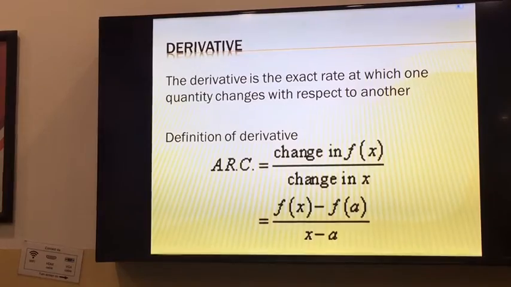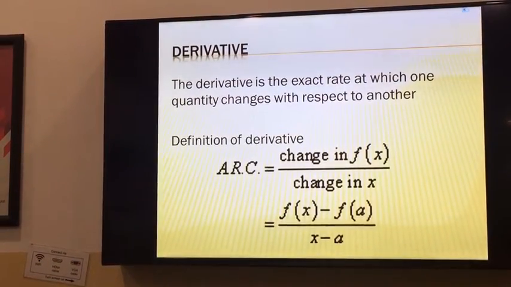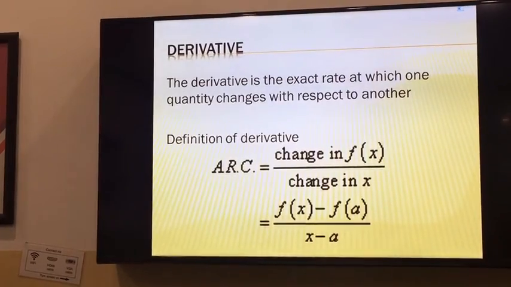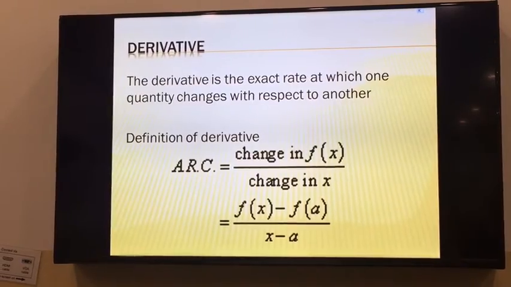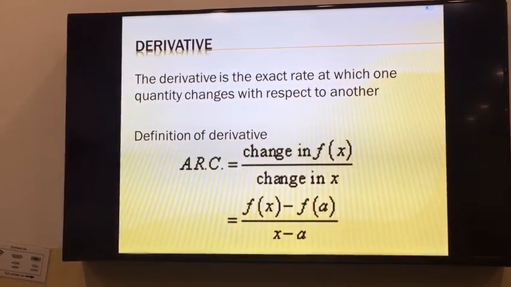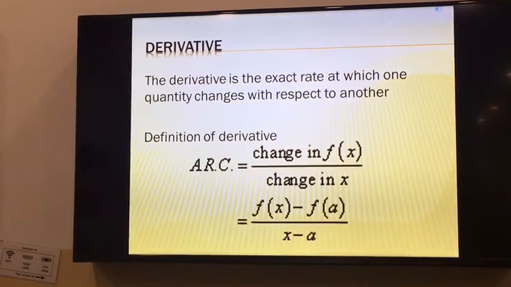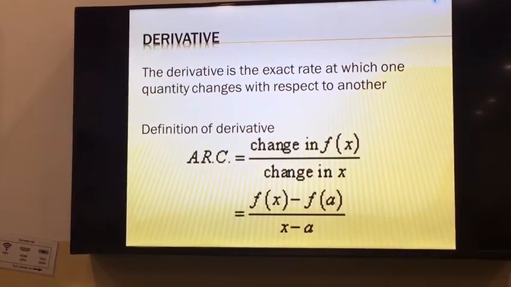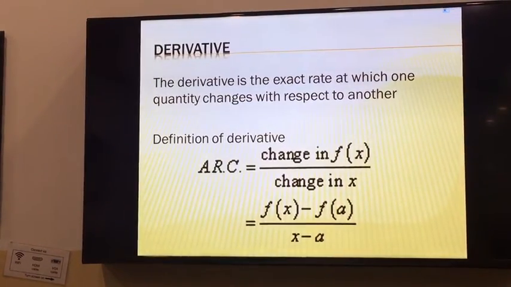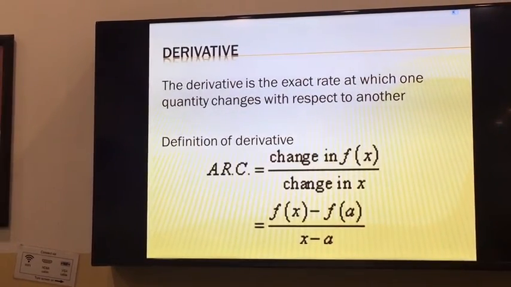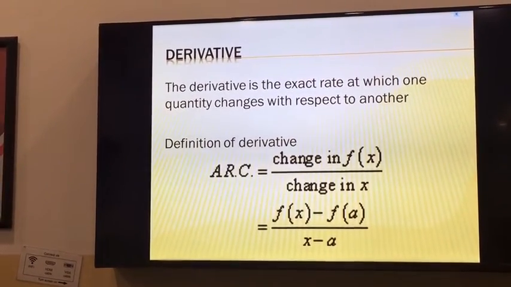Of course, x doesn't have to represent time, but it makes for examples that are easy to visualize. What we want to do here is to determine just how fast f of x is changing at some point, say x equals a. This is called the instantaneous rate of change, or sometimes just the rate of change of f of x at x equals a.